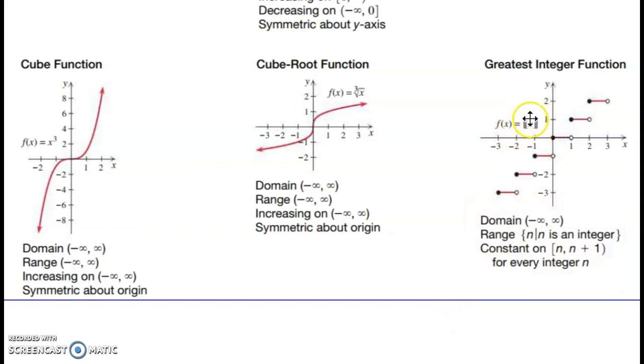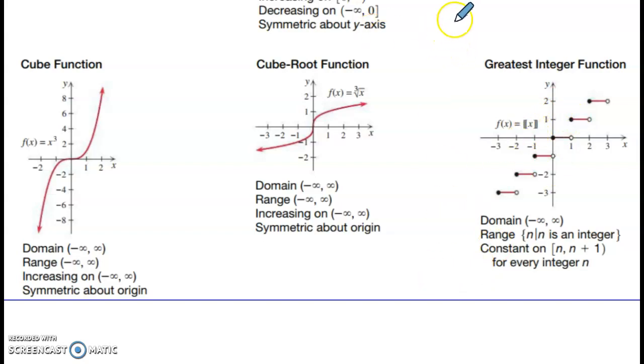This is designated by these two little brackets. Okay, they're double brackets. The domain is all reals, but the range is only integers. The range is all numbers n such that n is an integer. This is a constant function on every integer. It just takes the greatest integer less than or equal to x.